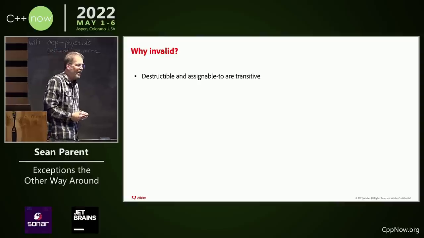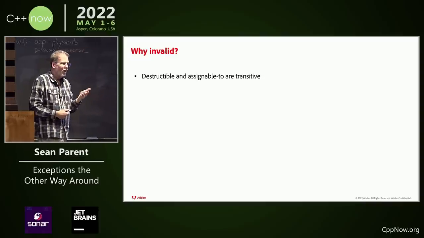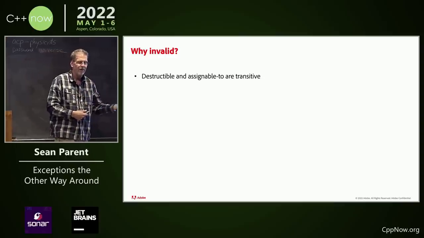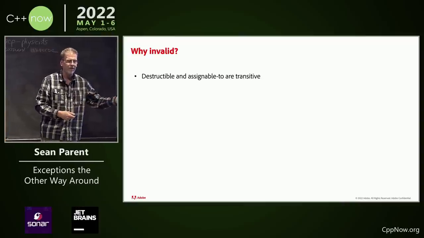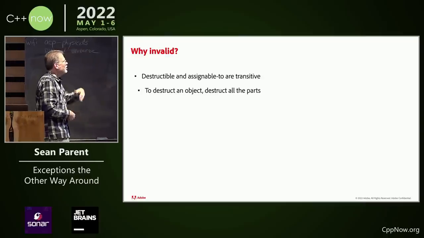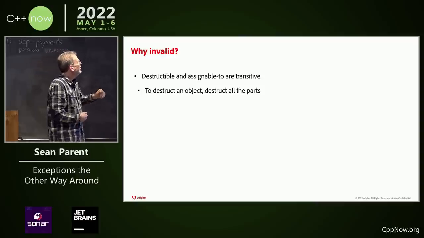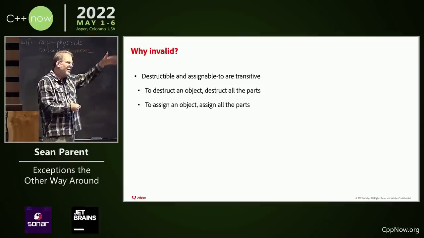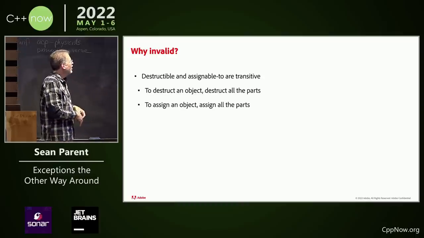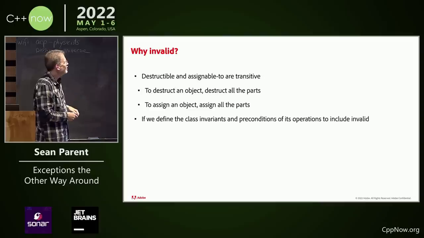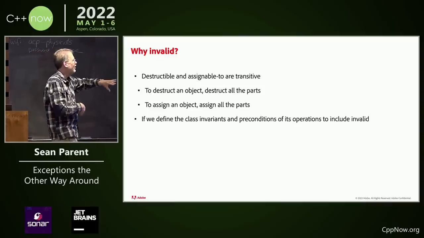So why is this nice? Destructible and assignable tend to be transitive operations, right? What is destruction? If all of your parts are destructible, then you're destructible, equals default. If all of your parts are assignable, then you're assignable, equals default. Well, no, I mean, the definition of assignable is really assign all the parts. Yeah, you could have side effects pointing at something else. Don't do that. To assign an object, assign all the parts. Okay. I didn't go through all the definitions of regular and what assignable means and what copy means, but you can go look those up.